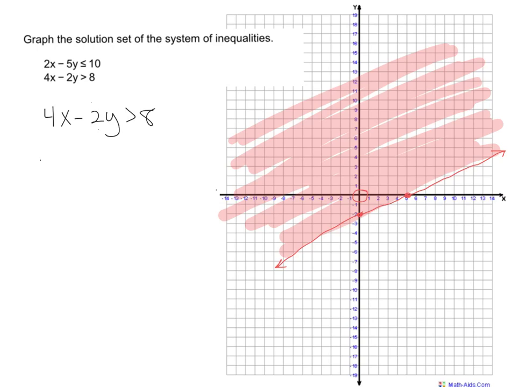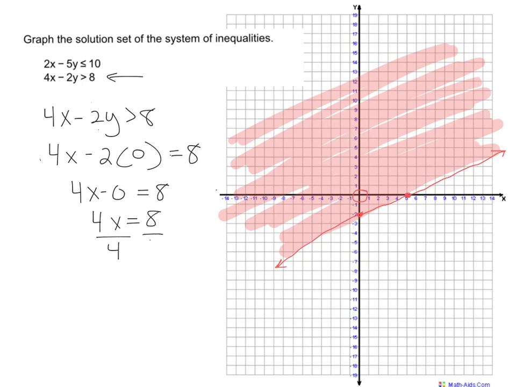Okay, we're going to find the x and y intercepts of the second inequality now. Remember, we'll just change that inequality sign to an equal sign, and we're going to replace the y with a 0 and solve for x. So 2 times 0 is 0, so I get 4x minus 0 equals 8, and that's 4x equals 8, and then divide by 4 on both sides, so we have x equals 2. That tells me that my x-intercept is (2, 0).